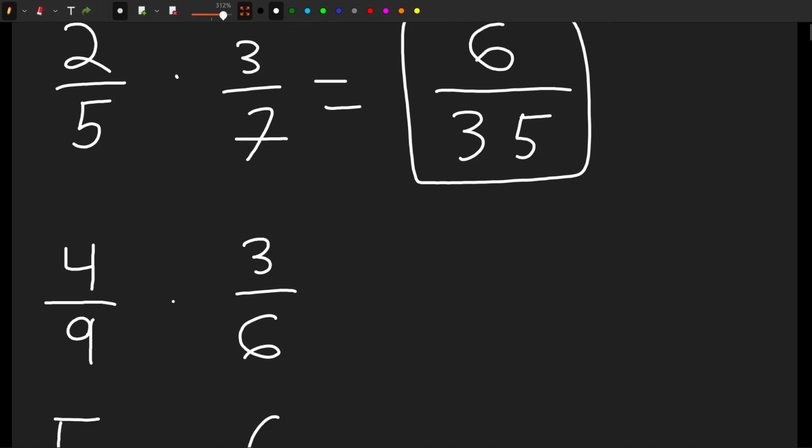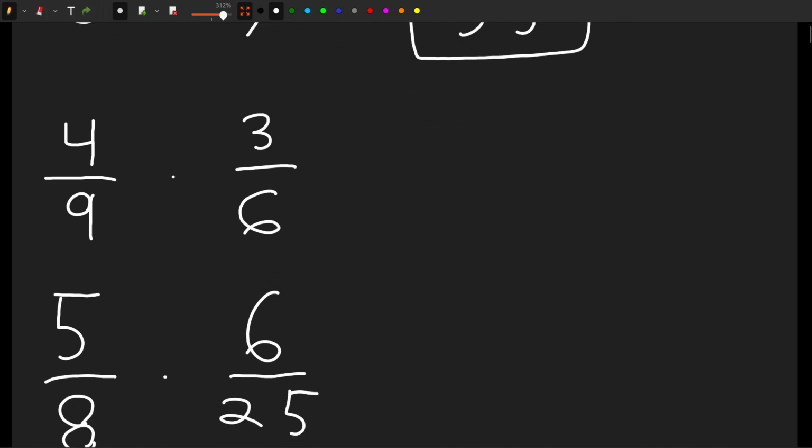For the next one, we have 4/9 times 3/6. There's a couple of things we can do here. One, I notice 4, 6, 3, and 9 actually have common factors between them. Another thing we could do is multiply the numerators together, the denominators together, and then simplify afterwards. What I'm going to do for this one is start off by multiplying the numerators together and the denominators together, and then I'll simplify afterwards. So 4 times 3 is 12. 9 times 6 is 54.